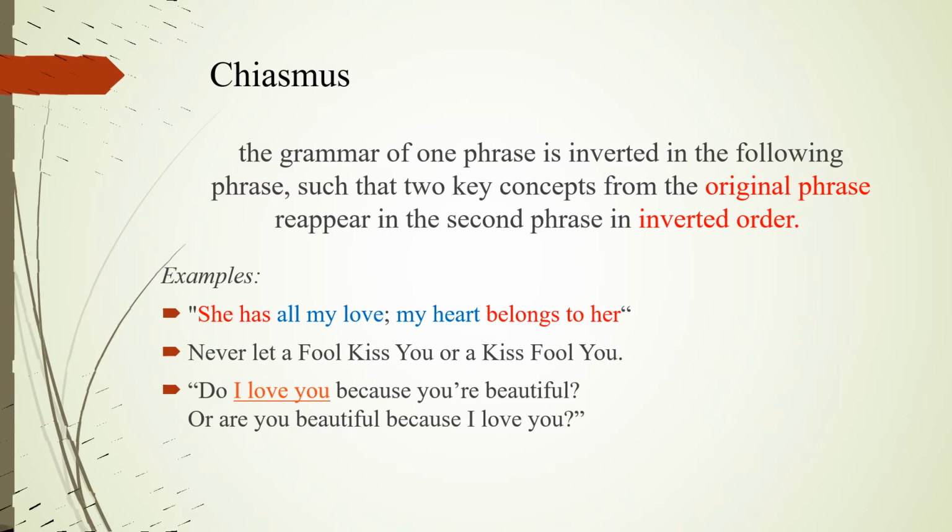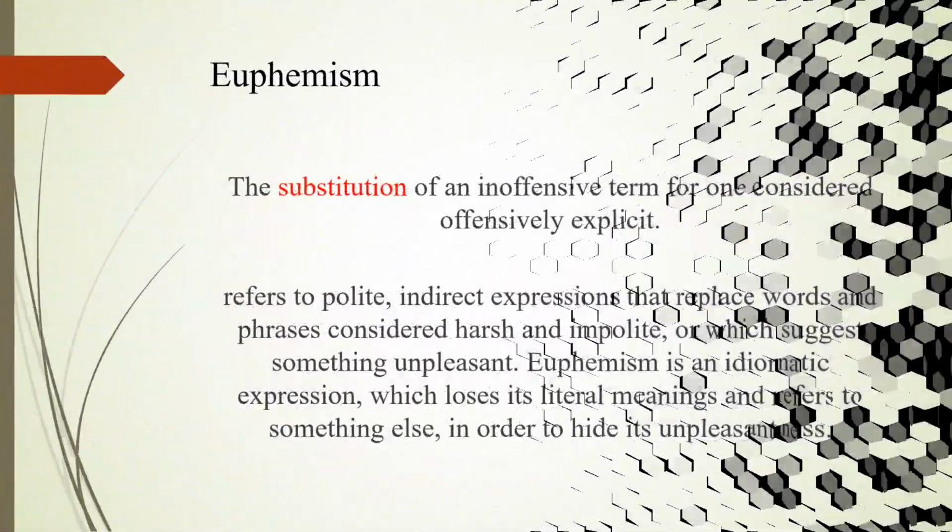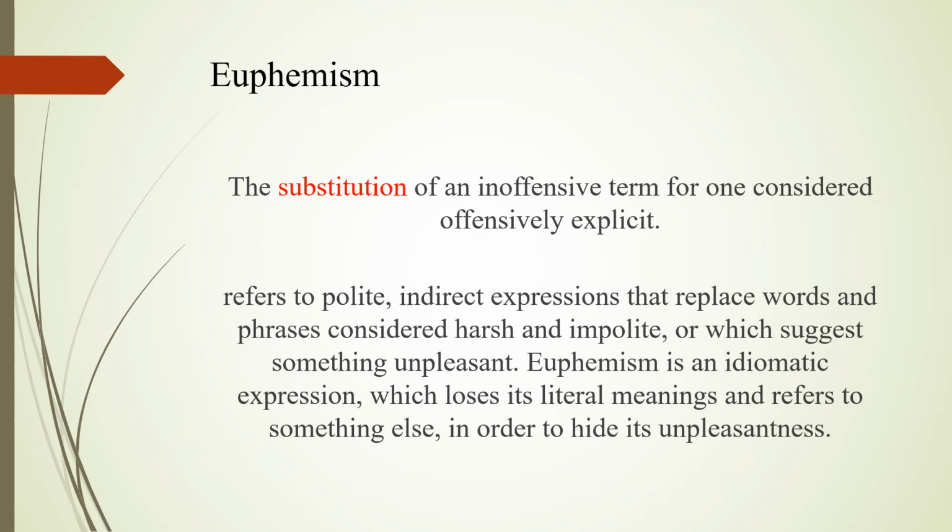We also have euphemism. Euphemism is the substitution of an inoffensive term for one considered offensively explicit, and it refers to polite, indirect expression that replaces words and phrases considered harsh and impolite, or which suggests something unpleasant. Euphemism is an idiomatic expression which loses its literal meaning and refers to something else in order to hide its unpleasantness.